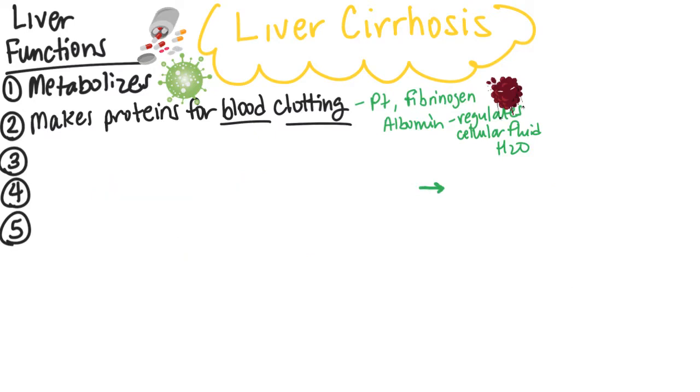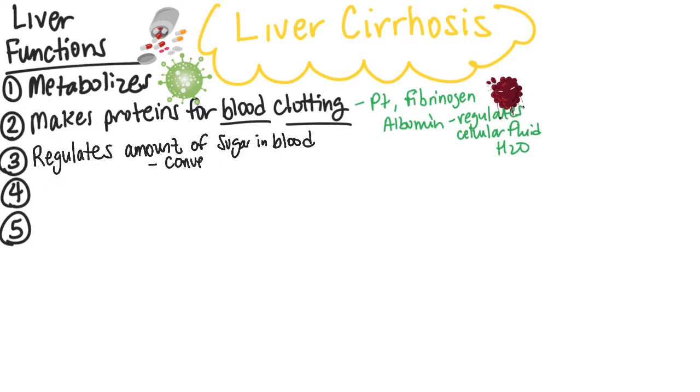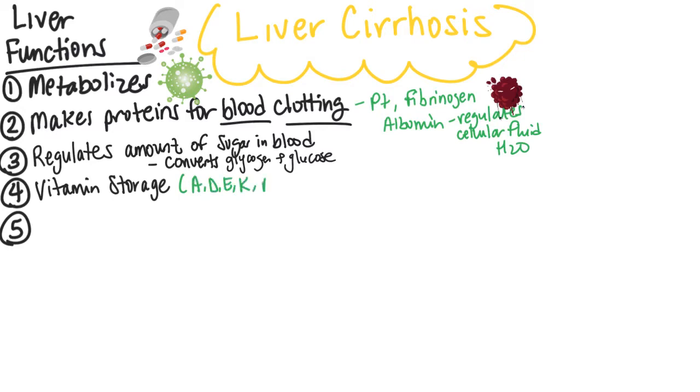Come over here and look at the rest of how our liver functions. Next is that the liver regulates the amount of sugar in the blood. It does that by converting glycogen into glucose. So our liver helps store glycogen and releases it as needed into glucose for energy. Next is vitamin storage. The fat-soluble vitamins A, D, E, and K, and some minerals B12 and iron. Those are all stored in the liver.